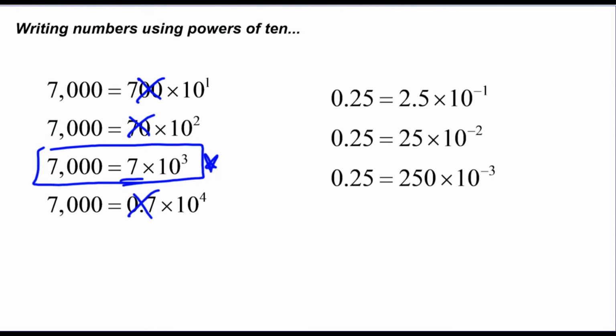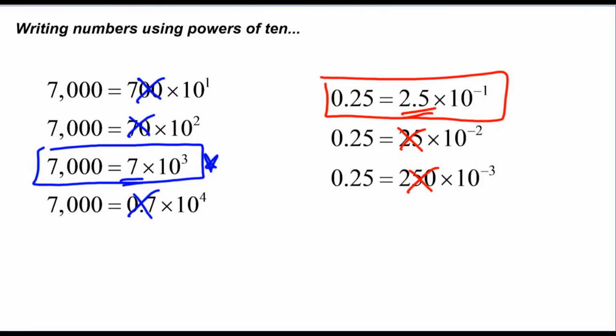Next one here, I wrote a decimal number, 0.25, as a product of a number and a multiple of 10. We could write 25 hundredths as 2.5 times 1/10, or 10 to the negative first power. We could also write it as 25 times 10 to the negative second power, or 25 times 1/100th, or 250 times 1/1,000th, which is 10 to the negative third power. Now, which one of these 3 is the correct way to write 0.25 in scientific notation? If you said the first one, you would be correct, because again, that factor has to be between 1 and 10. 2.5 is between 1 and 10. These others are too large of factors.